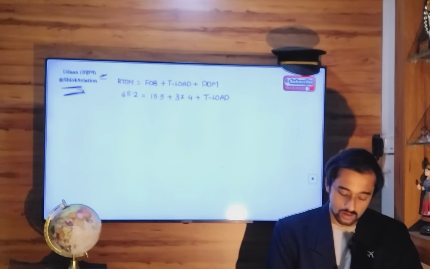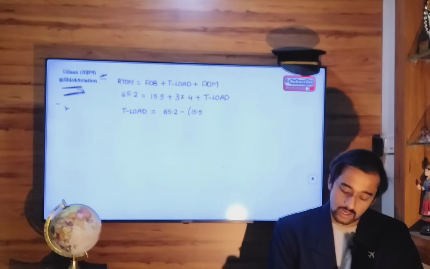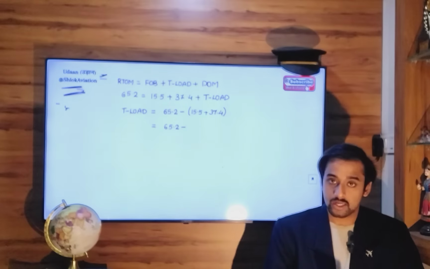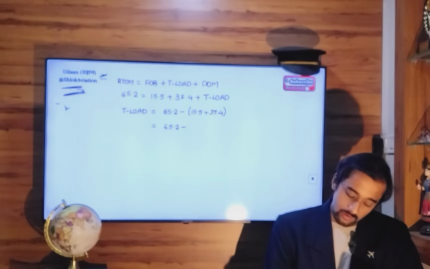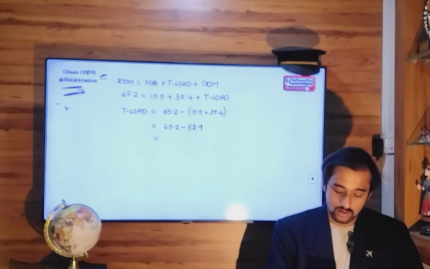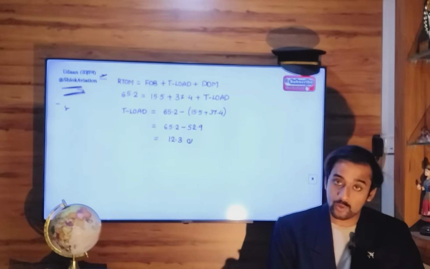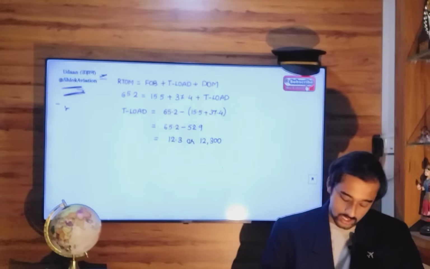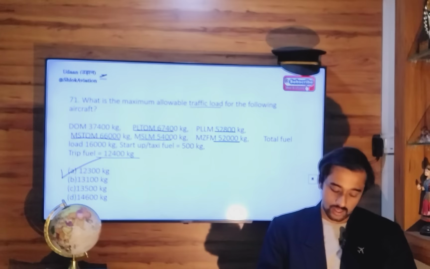Therefore, traffic load equals 65.2 minus 15.5 plus 37.4. 65.2 minus 15.5 plus 37.4 equals 52.9. So traffic load is 12.3 or 12,300 kg. So the correct answer is option A, 12,300 kg.